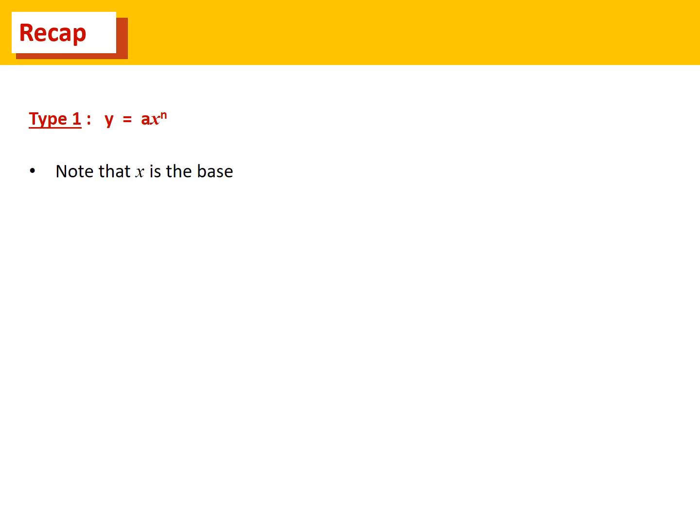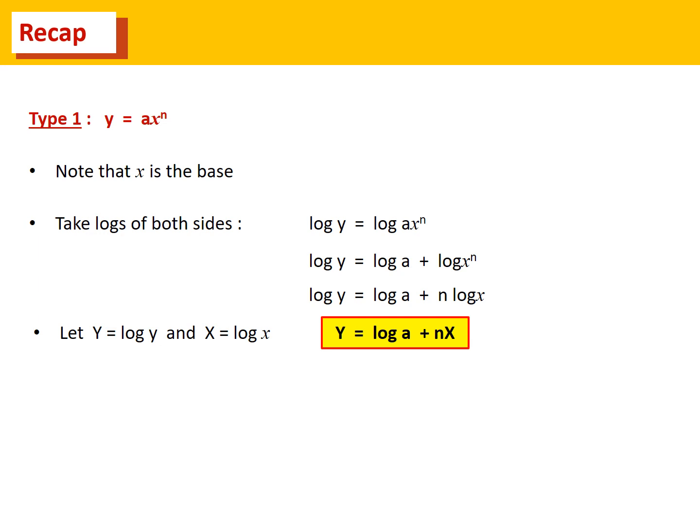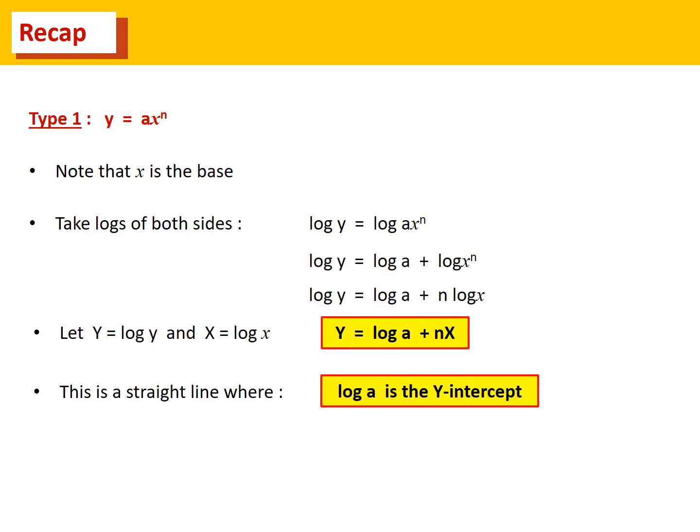So to recap, note x is the base. You might think, well, that's obvious, but actually it's important to note that that makes this different from the type 2 that you're going to see. X is in the base here. We take logs of both sides, and we end up with this relationship, which then becomes a linear relationship, and it's a straight line where log A is the y-intercept and n is the gradient.